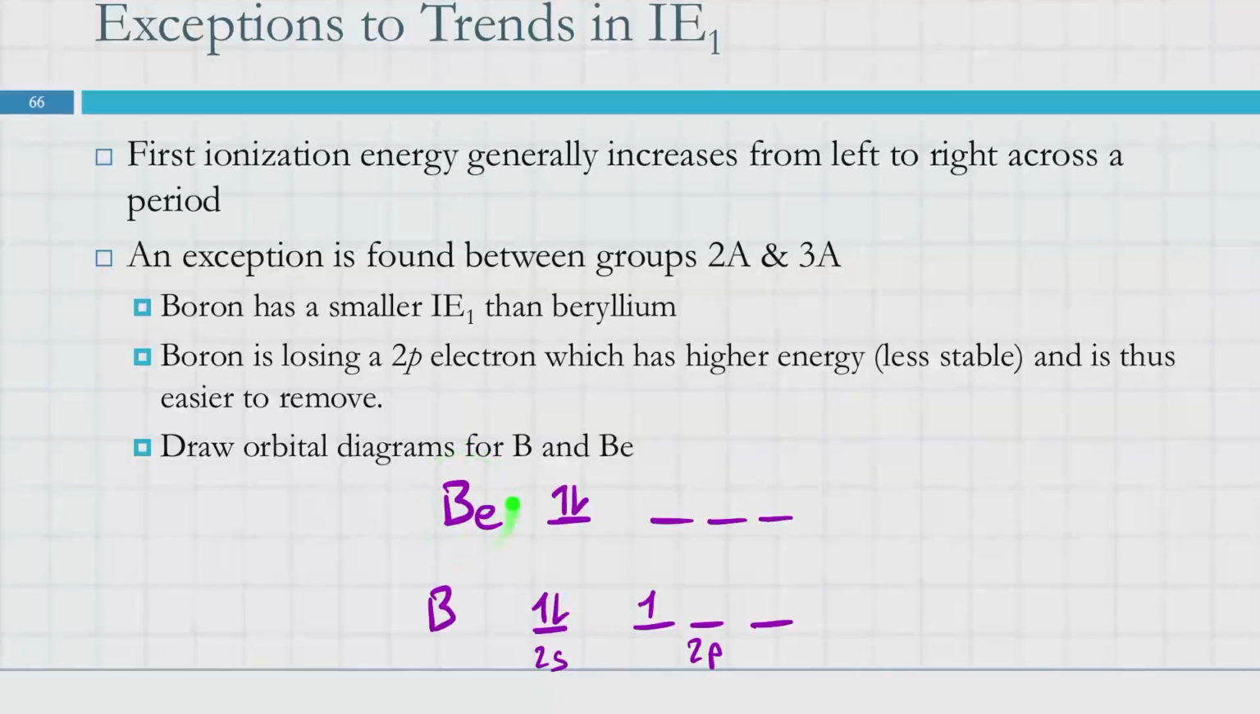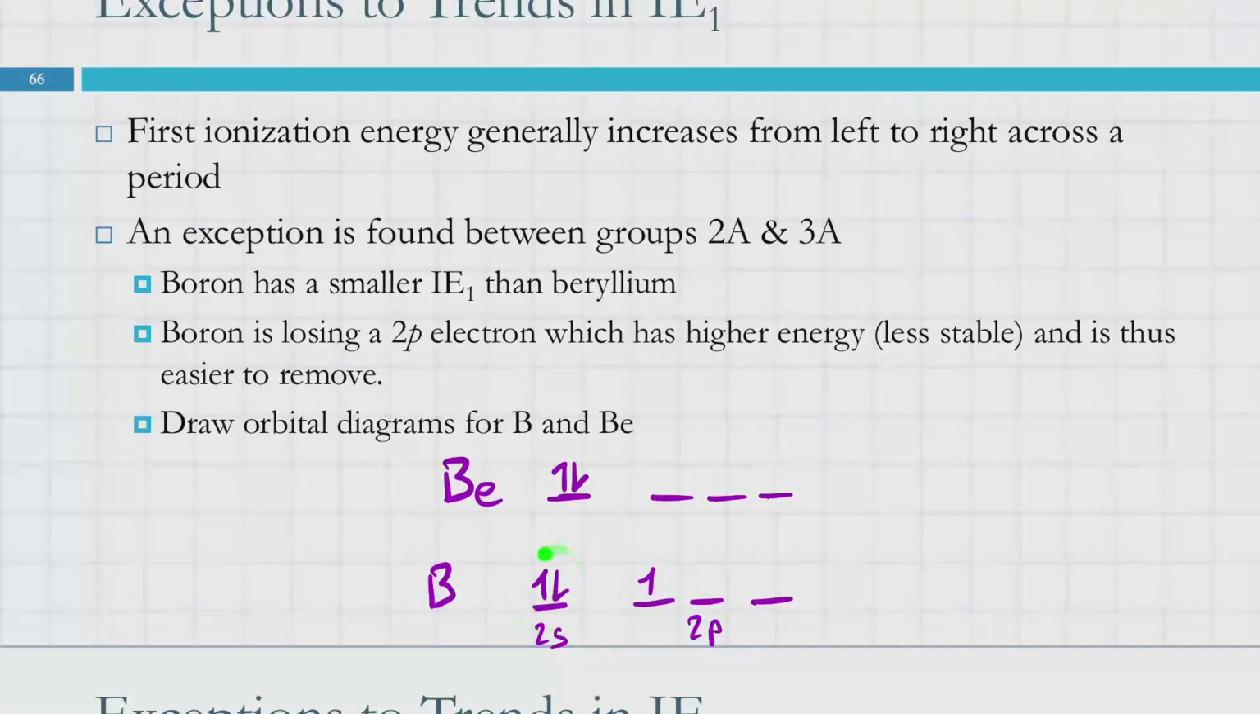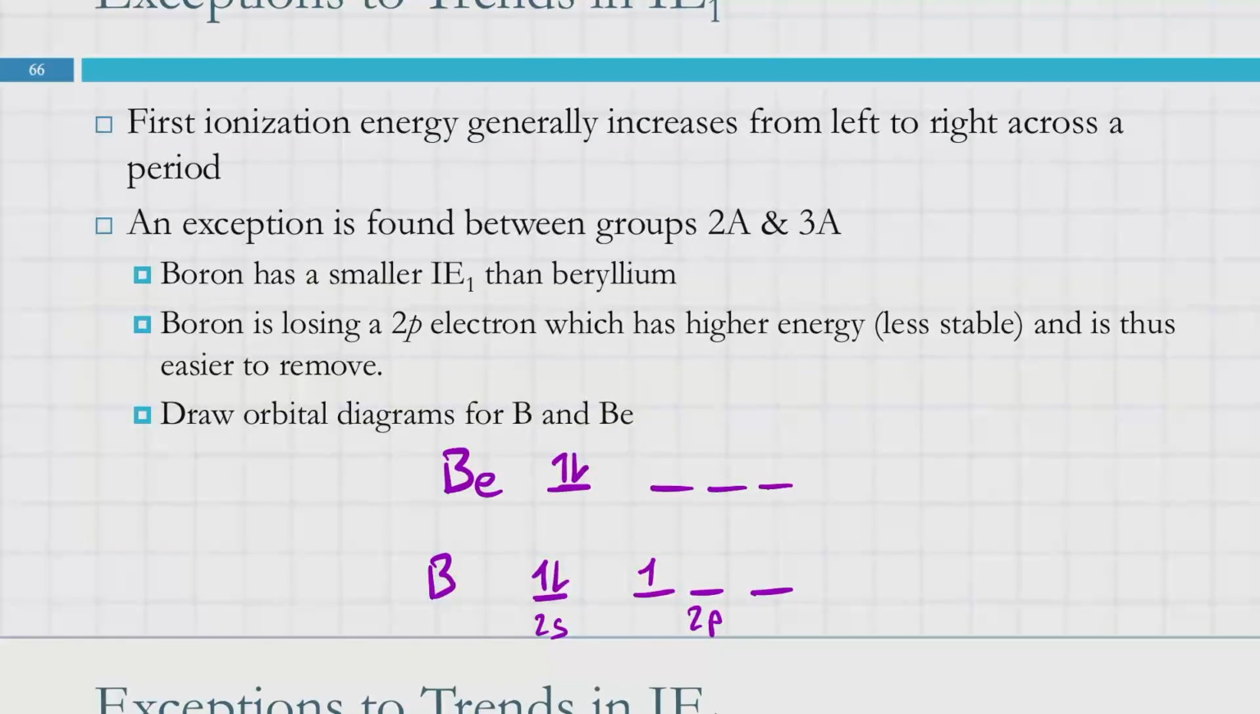So if we remove an electron from beryllium, we're breaking up this matched pair of electrons. If we're removing an electron from boron, we're taking one electron out of this 2p subshell. It's not paired with anything. We're still going to have this intact 2s, and since 2p is higher in energy, it's easier to remove. So we break the pairing, but it's also a difference in higher energy.